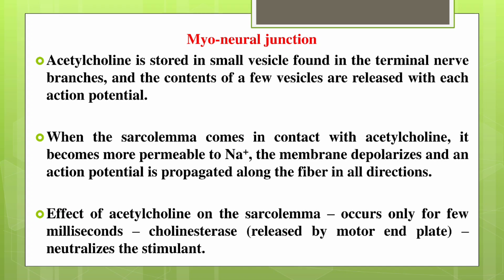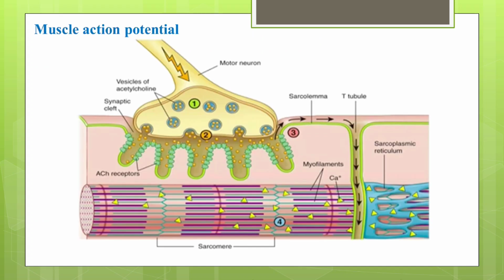The effect of acetylcholine on the sarcolemma will occur only for a few milliseconds, and cholinesterase, released by the motor end plate, will neutralize the stimulant. This picture explains the release of neurotransmitters at the synaptic cleft on arrival of a nerve impulse.